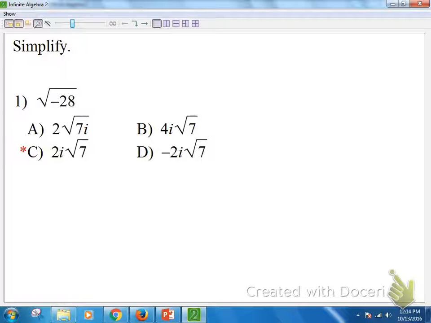Alright kids, here are the answers to quiz 3. So here we go. Number 1, the answer is C. This is how we do that. I'll do this on the side.